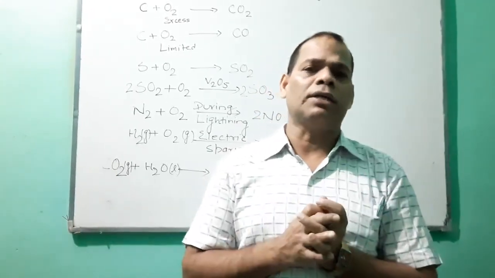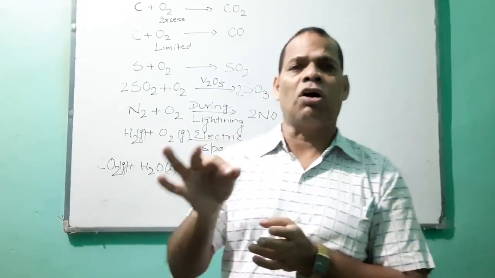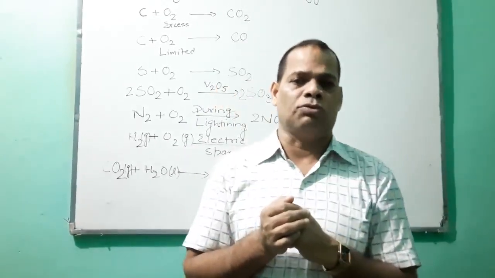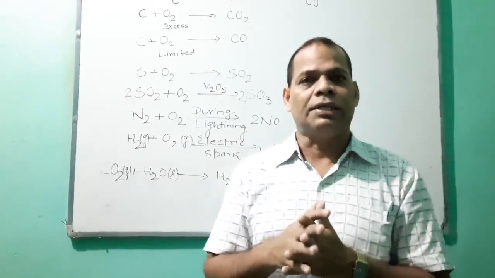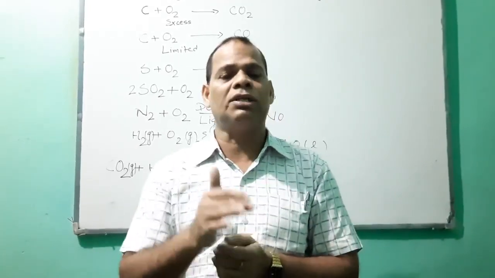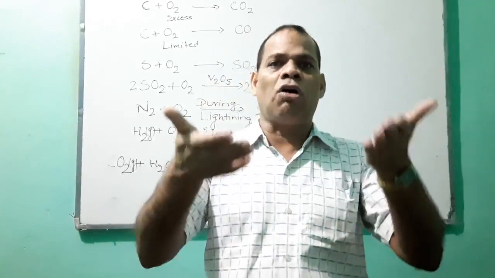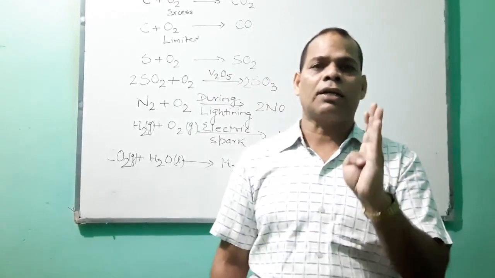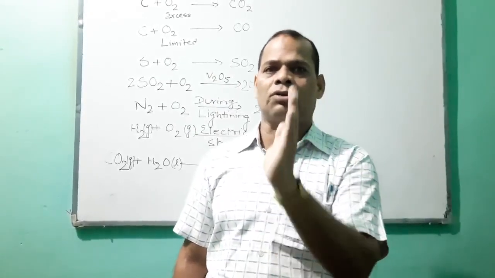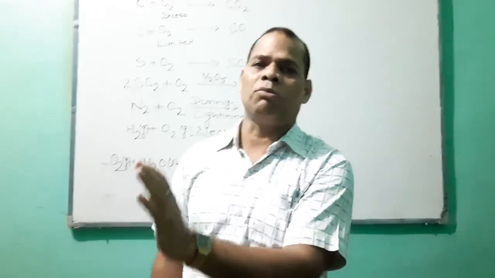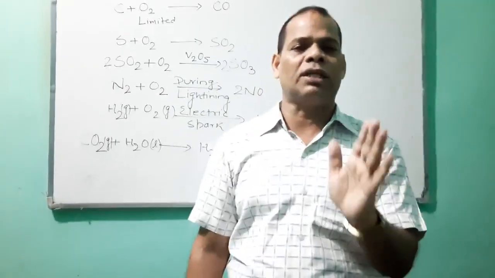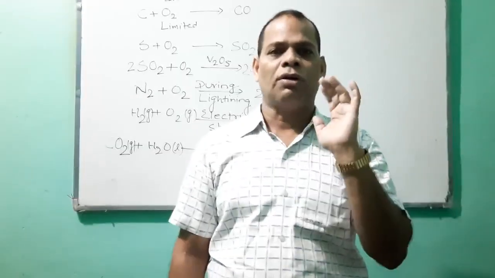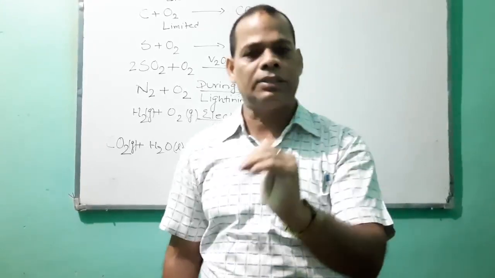Now let us come to the chemical properties of non-metals. My dear students, once again I would like to remind you, when we say reactivity of non-metals, it means a tendency of gaining electrons, because non-metals generally have 4, 5, 6 and 7 electrons in their outermost shell. Non-metals generally have in their valence shell 4, 5, 6 and 7 electrons.